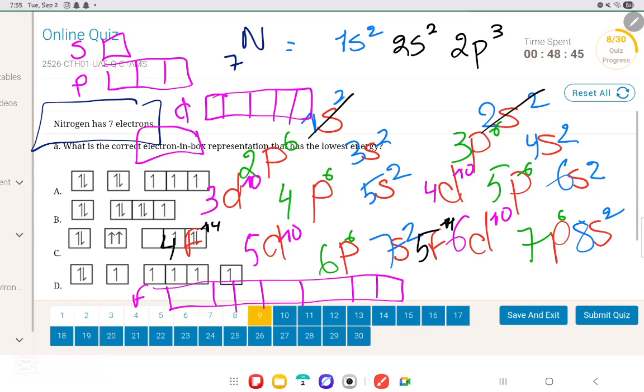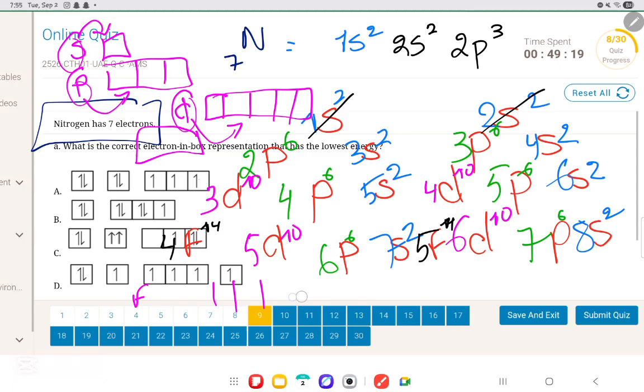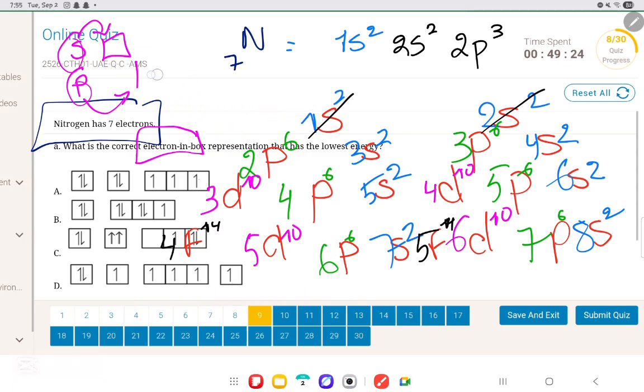Hold on. It's 1, 2, 3, 4, 5, 6, and 7. So, how many boxes does S have? S has 1 box. How many boxes does P have? It has 3 boxes. How many boxes does D have? It has 5 boxes. How many boxes does F have? It has 7 boxes. Now, what is the point of each of these boxes? These boxes are used to put the pairs of electrons. Whichever has a pair of electrons will fill the box, right?